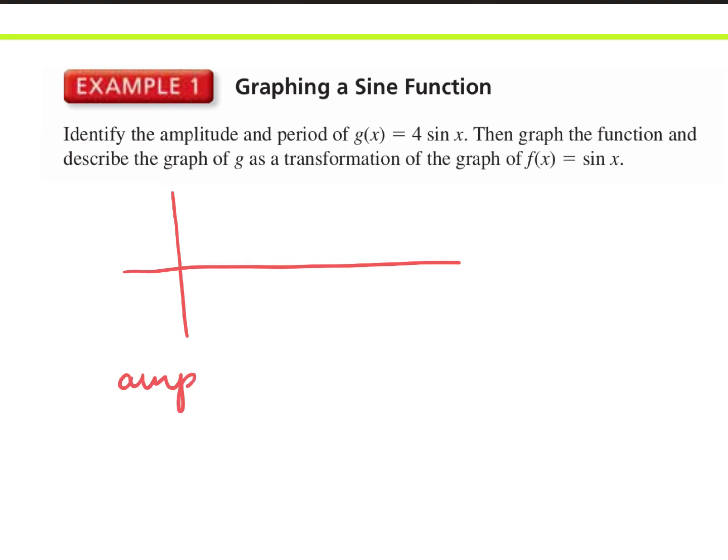What is our amplitude? So remember, our amplitude is the number that's being multiplied out front. We don't need to worry about the absolute value. It's always going to be positive, so it's just 4. So our amplitude is 4. Our amplitude goes from 0 up to 4, and then we go from 0 down to 4. That means our graph goes up to 4 and down to negative 4.